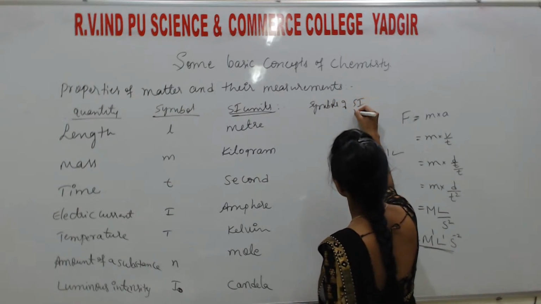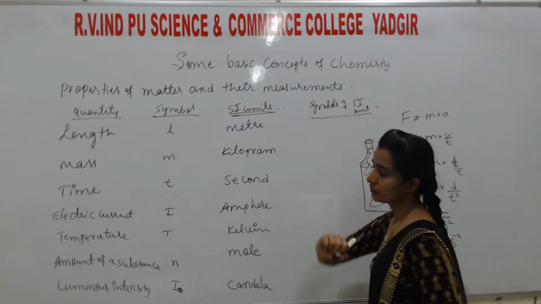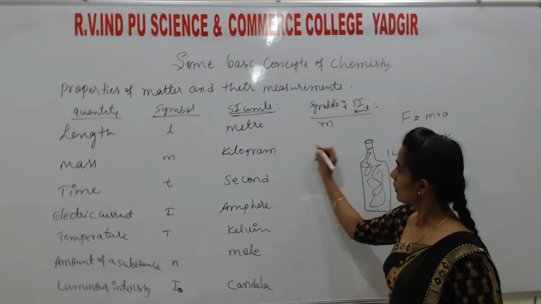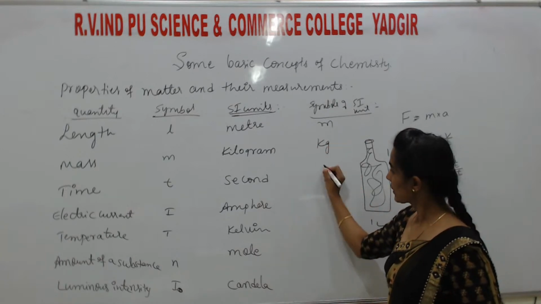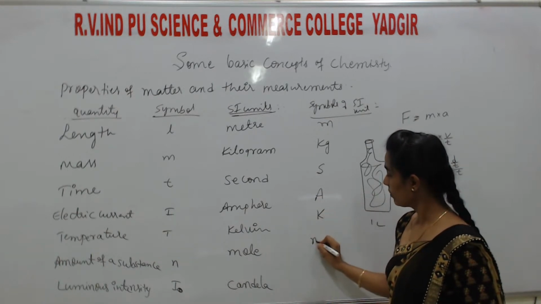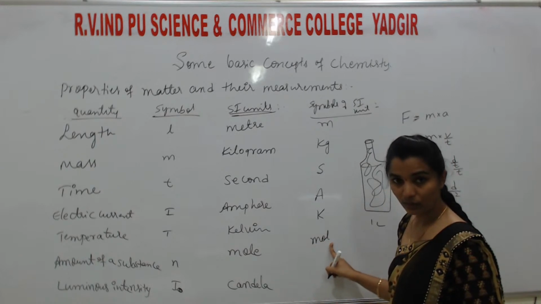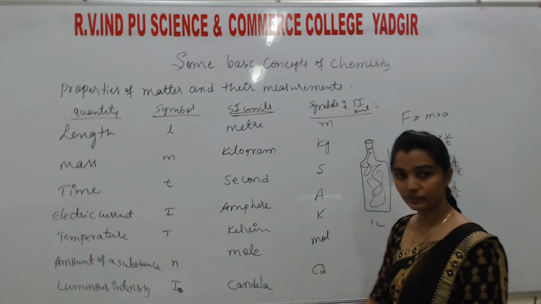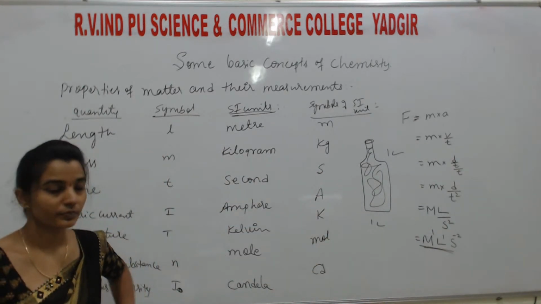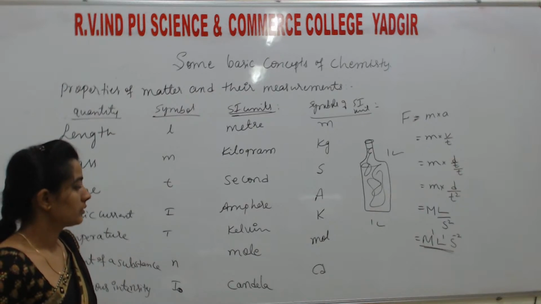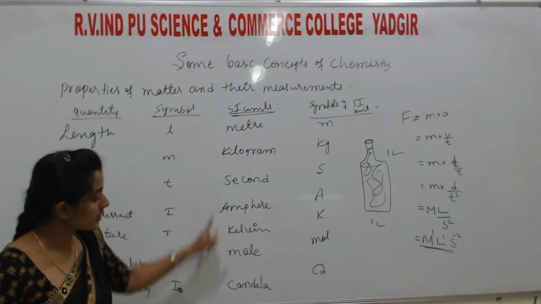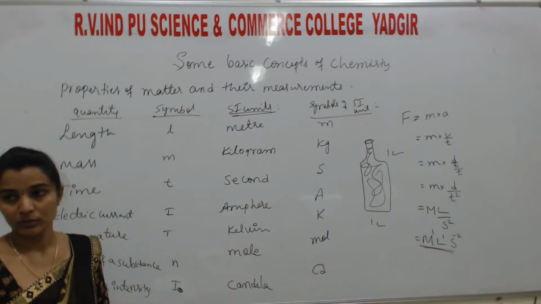The symbols of SI units. Okay, students, meter means m. Kilogram means kg. Second means s. Ampere means A. Kelvin means K. Mole means only mol. Candela means cd. This you have to remember. These are the fundamental units, their symbols, SI units and their symbols.